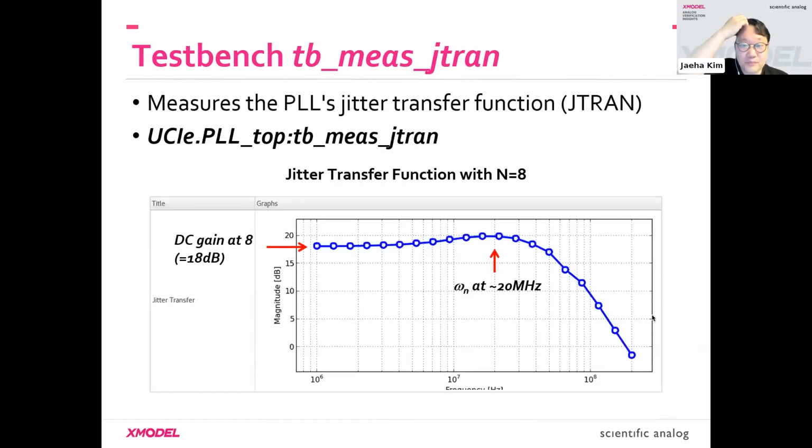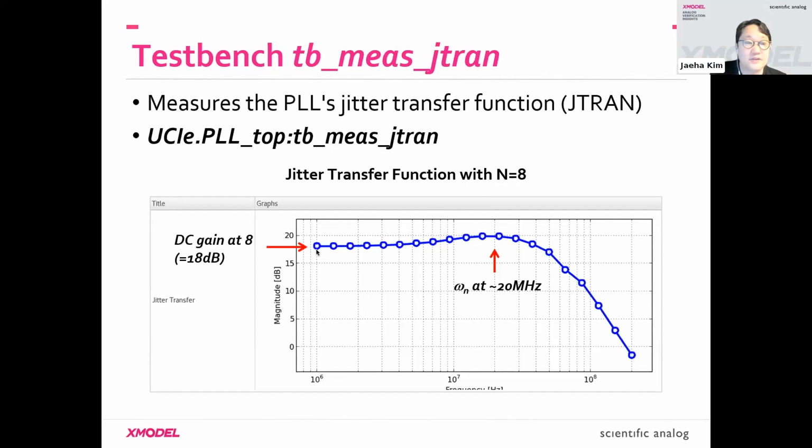And you could be also interested in the bandwidth of the PLL, especially because we wanted to have a constant bandwidth across the different multiplication factors. So one test bench called measure JTran will measure the jitter transfer function of the PLL by literally feeding a sinusoidal jitter to the input clock and seeing how much sinusoidal jitter we'll get at the output, and taking the ratio between their amplitudes at different SJ frequencies. Okay, so here you can see that we do achieve a natural frequency around 20 megahertz, which is what we intended, and this is the result at n equal to 8.